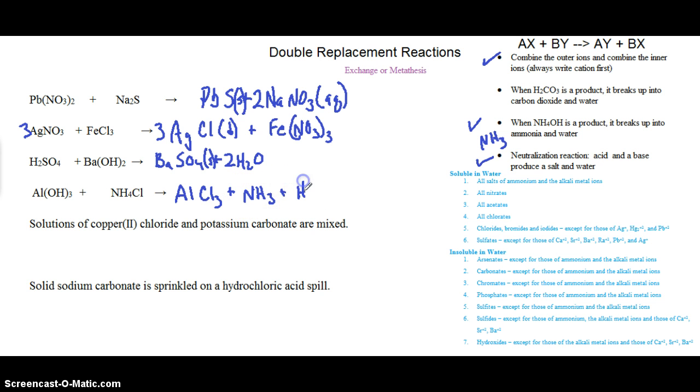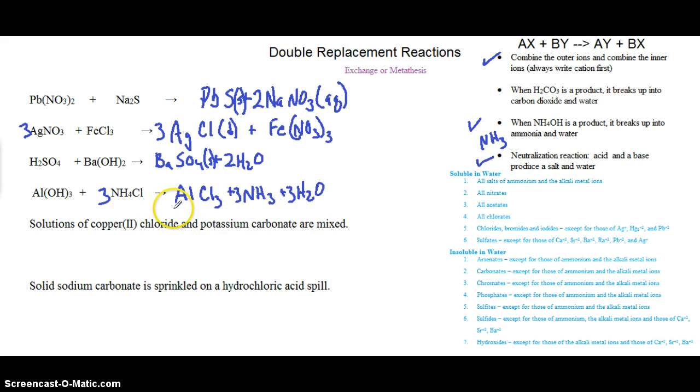and water, H2O. And then, of course, as far as going back to balancing, aluminums look good initially. Chlorides, however, I have 3 here, so I'd probably start by putting a 3 there. That'll give me 3 nitrogens, so I'll put a 3 there. Oxygens, actually, I have 3 oxygens here, so my only place I have oxygens is right there, so I'd need a 3 there as well.